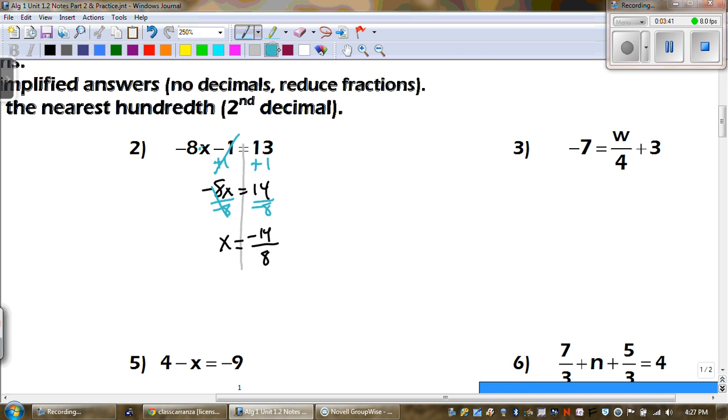And we're left with x equals negative 14 over 8. But we're not done because we can reduce that. We can divide both the top and the bottom by 2 because they're both even. And then we get negative 7 over 4. And that's our final answer.